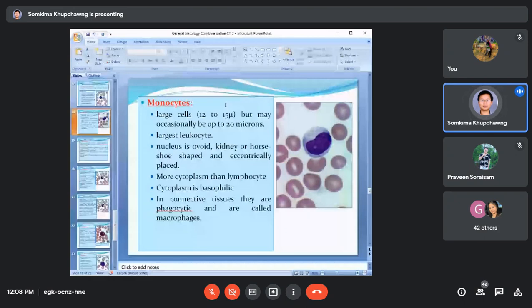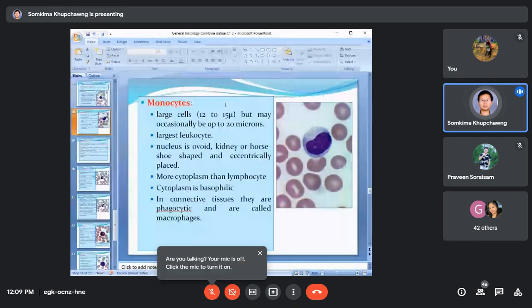Try to remember the shape of the nucleus, because by seeing this you can identify many cells. In case of monocyte, the nucleus is kidney or horseshoe shaped and eccentrically placed. There is more cytoplasm than in the lymphocyte. In case of lymphocyte, we see a narrow rim of cytoplasm around the big nucleus, but in monocyte we see more cytoplasm compared to the lymphocyte. The cytoplasm is basophilic. In connective tissue they are phagocytic and are called macrophages, the wandering cells of connective tissue.